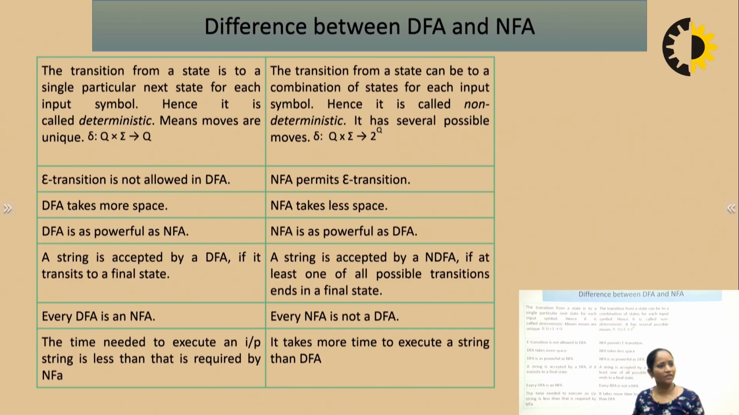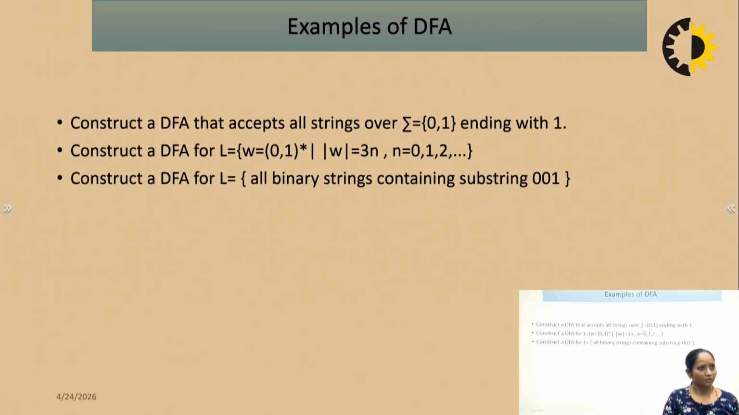The time needed to execute a particular input string is less in the DFA than in the NFA, and it is just the reverse for the NFA: it takes more time to execute a particular string than the DFA. So these are some differences between the DFA and NFA, and this is the most important question that can be asked in the university examination. In a DFA, for a particular input symbol there is only one possible move.